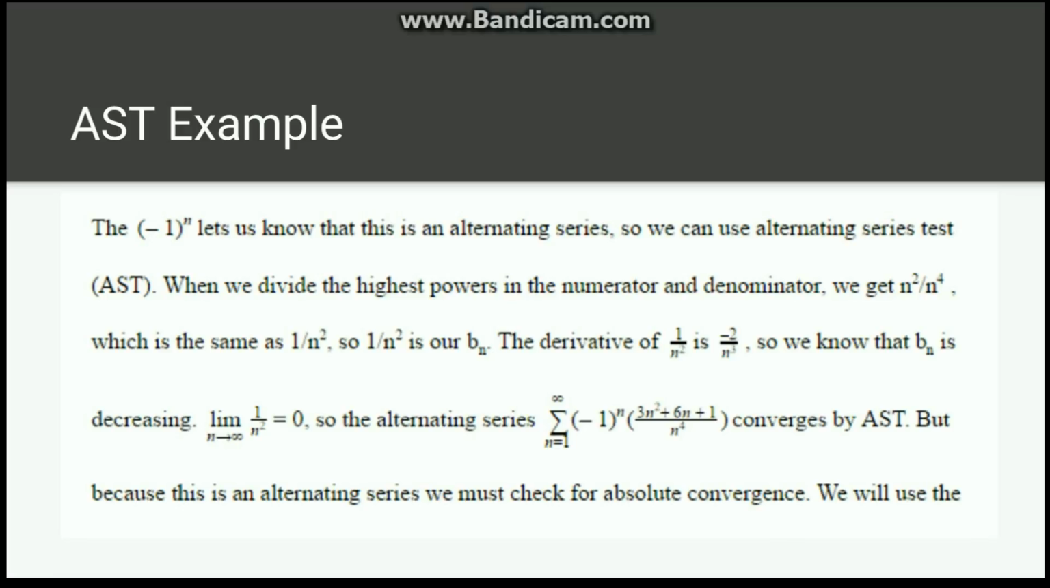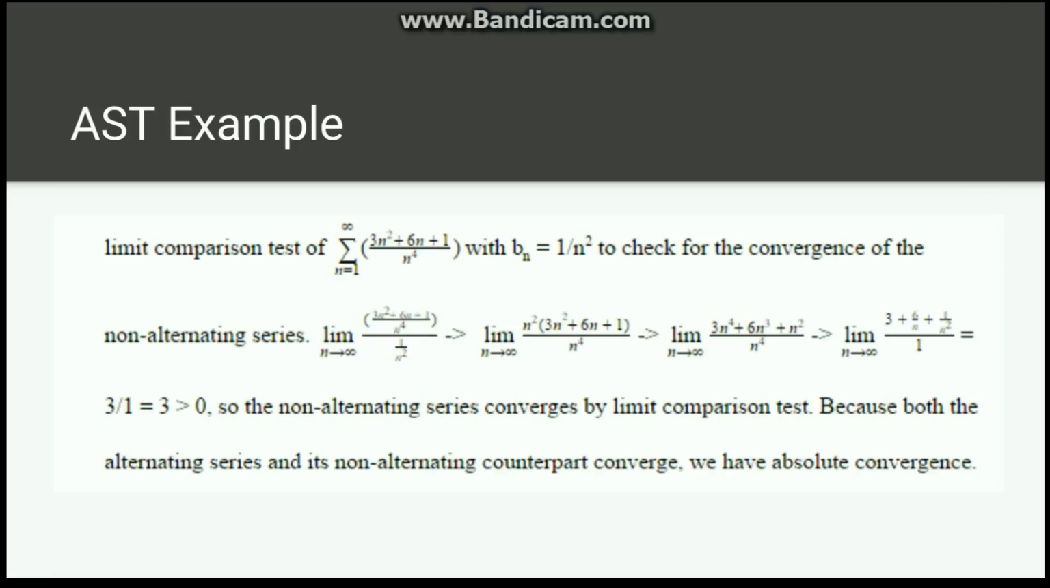So now we must check the series for absolute convergence, so we'll use a limit comparison test with b sub n equal to 1 over n squared to check for convergence. And then we use the limit comparison test, and we eventually solve it, and we get 3, which is greater than 0, so the series does converge by the limit comparison test. And because the alternating series and the non-alternating part converge, we have absolute convergence.